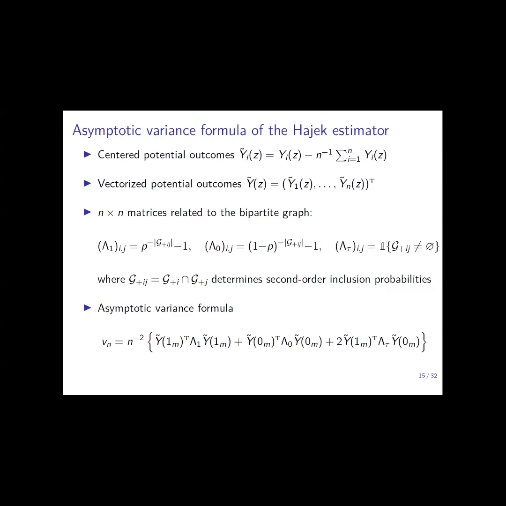The variance formula: the first two terms are okay. The third term is troublesome. The third term depends on y all ones and y all zeros, and you can never estimate it from the data. Why? Because if unit i receives all treatment, it will not receive all zeros. You can never observe both.